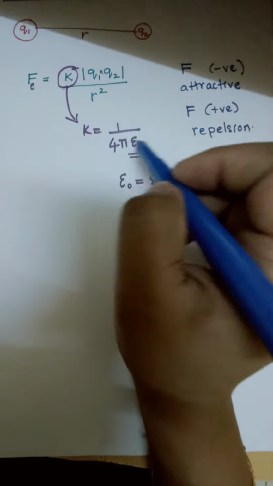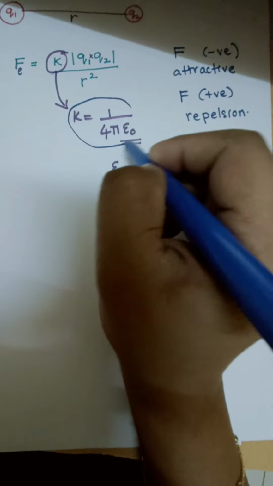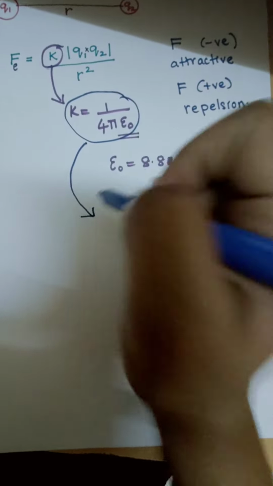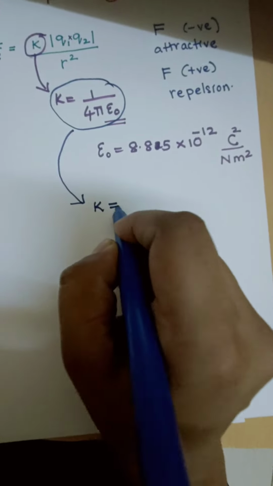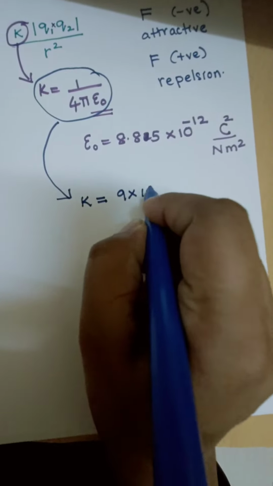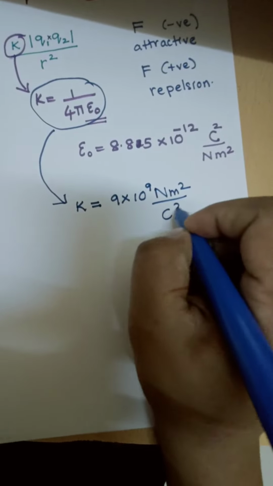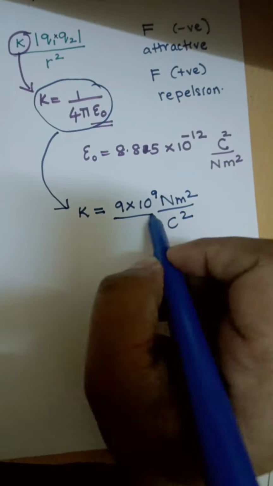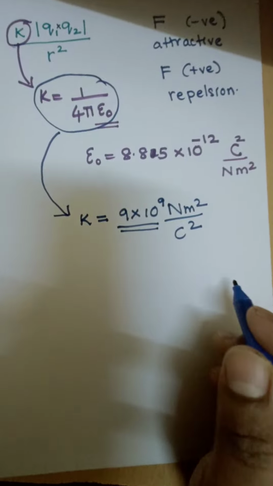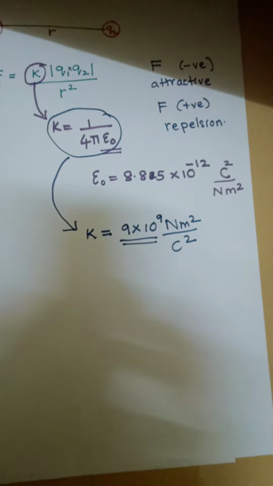When we substitute all these values into K, we get a value for K like this: K is equal to 9 times 10 to the power 9 Newton meter square over Coulomb square. So it's better to use this number in mathematical questions. So the value of K is 9 times 10 to the power 9.